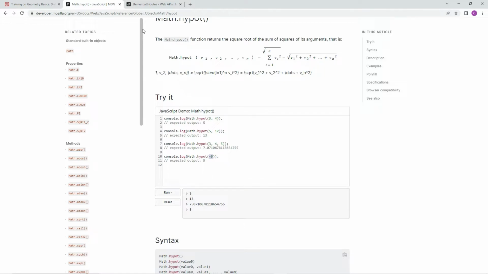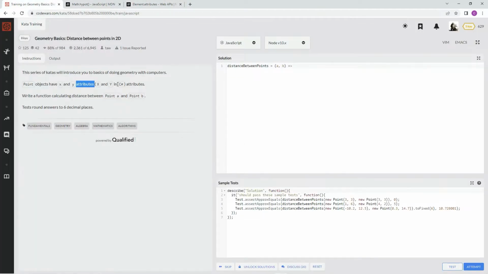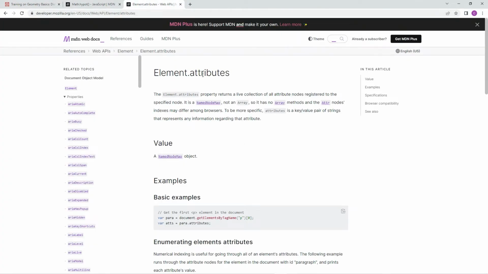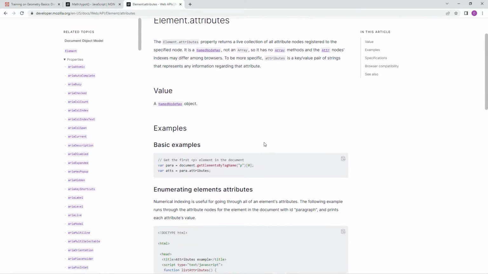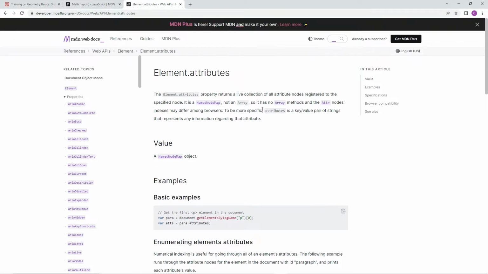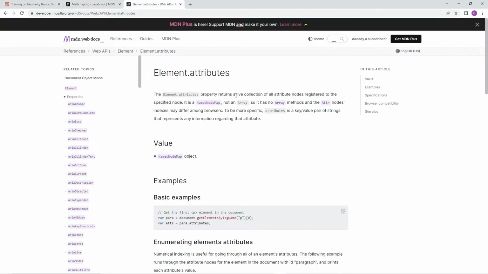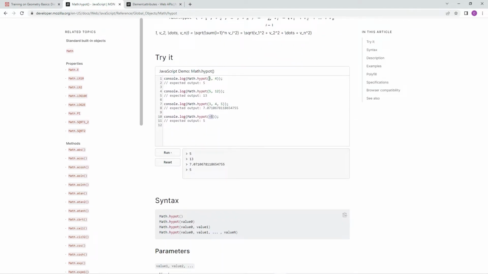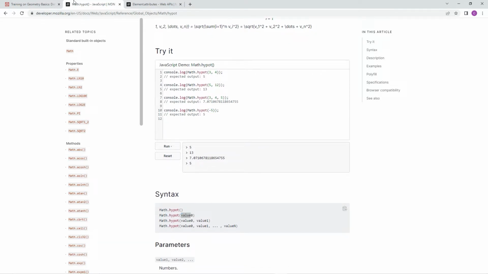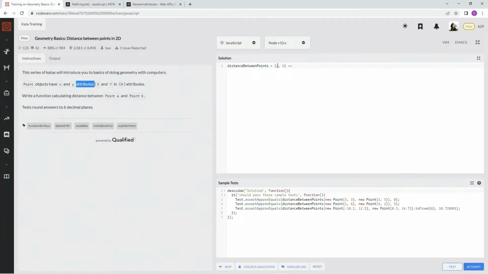All right, so this is what we're going to do. Also, as it says, attributes. We have to deal with element.attributes, and the element.attributes property returns a live collection of all attribute nodes registered to the specific node. It's hard for me to get a real feel for what it does, but basically when it's an attribute, you just put something dot and then the attribute. So you have the element dot attribute, like 3 dot attribute, 4 dot attribute, because these are the elements, well in this case values. You get what I'm trying to say.